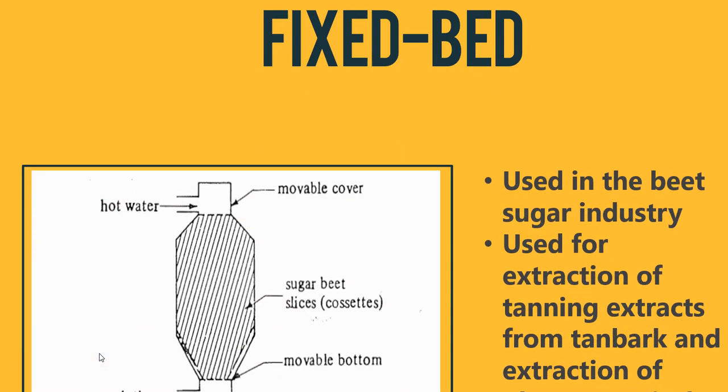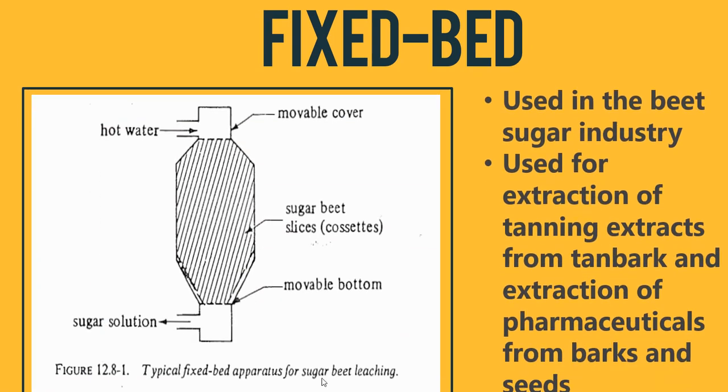So, let's go to the fixed bed. You have here an example that is snipped from your textbook. This is typically used in sugar beet leaching, or taking out sugar from beet. It is also used for extraction of tanning extract from tan bark and extraction of pharmaceuticals from barks and seeds, and the one that I have mentioned a while ago.